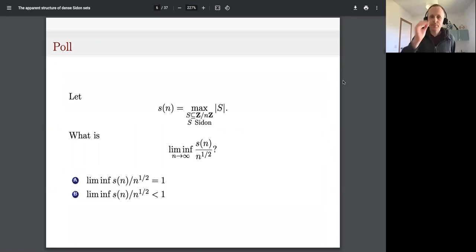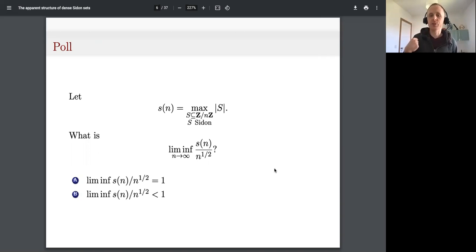Okay. So here's a poll that I would like to conduct among people who care about these things, and I think the results would be a little bit controversial. So let's just consider the cyclic group Z mod NZ, and let's find the largest Sidon set in Z mod NZ, and call its size S of n. And what I want to know is, what is the size of the ratio S of n divided by square root n?